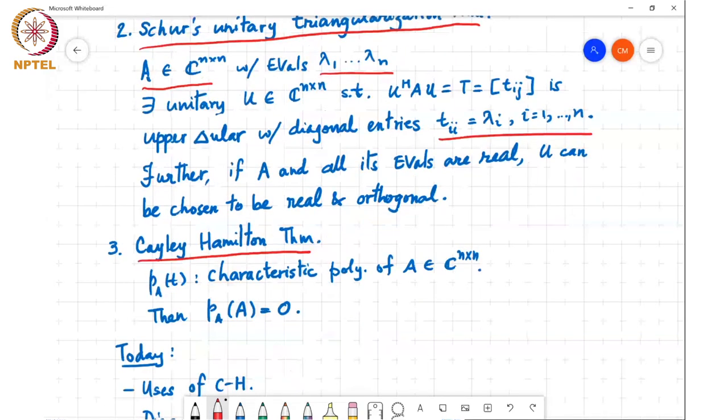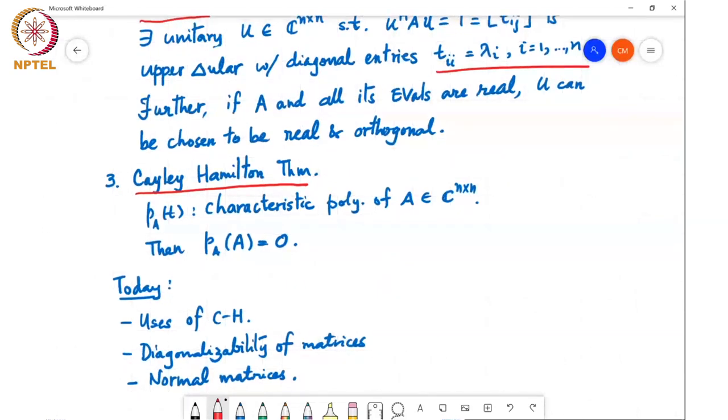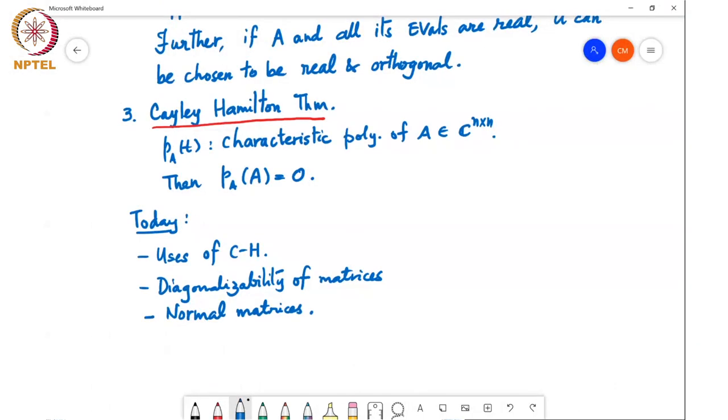The next thing for today, what I want to discuss is some uses of the Cayley-Hamilton theorem, and then some points about diagonalizability of matrices, and then I'll maybe start the discussion on normal matrices. So we'll begin with the first point, that is the uses of Cayley-Hamilton theorem. The Cayley-Hamilton theorem can be used to express A power k for k greater than or equal to n as a linear combination of lower powers of A.